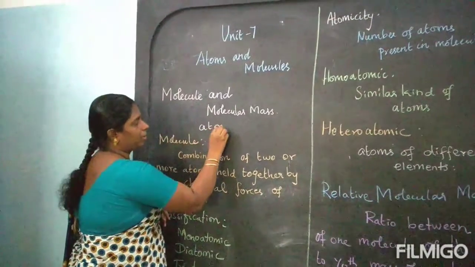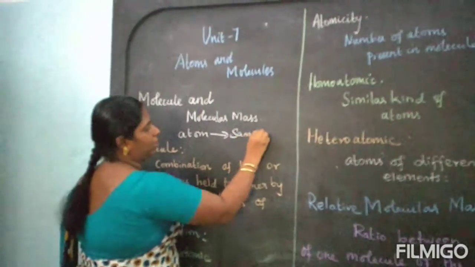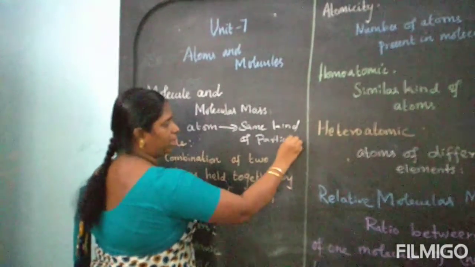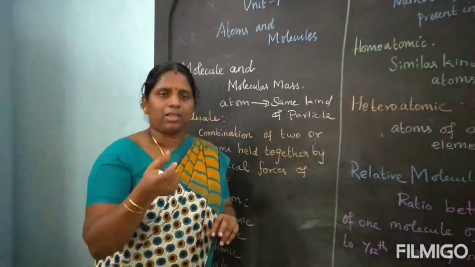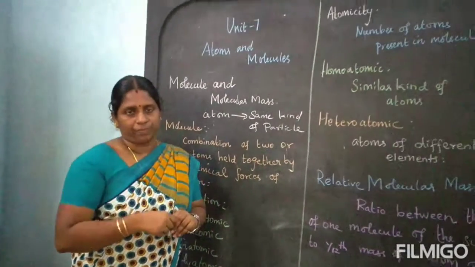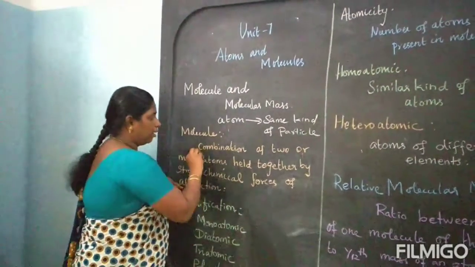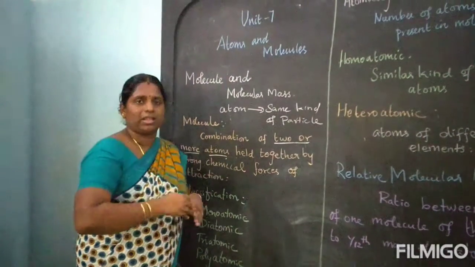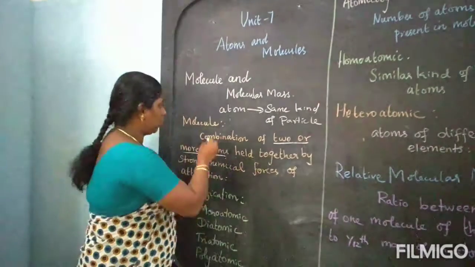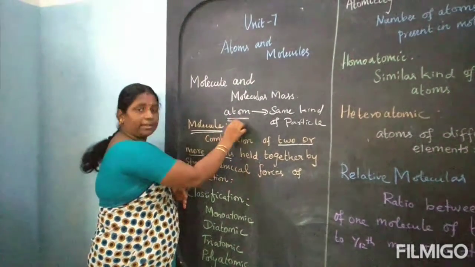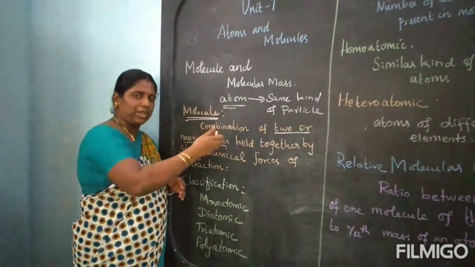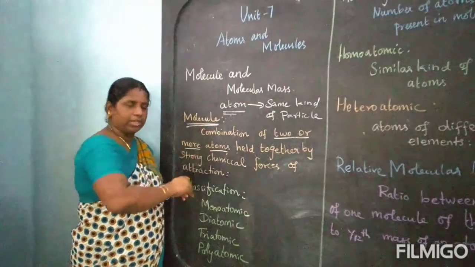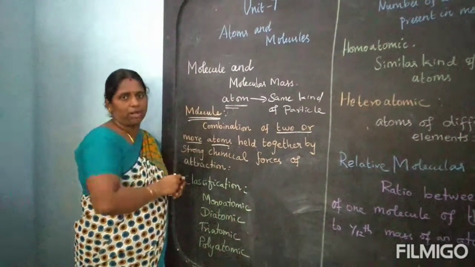Atom means same kind of particle. Example, oxygen, hydrogen. In these elements, only one kind of particle is present. So if two or more atoms are present in an element or compound, we call it a molecule. So what is meant by atom? Same kind of particle present in an element. If two or more atoms are present in a compound or element, we call it a molecule.